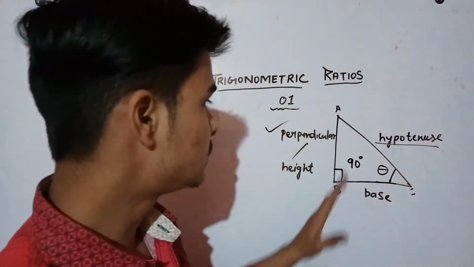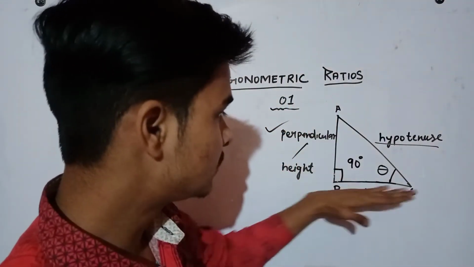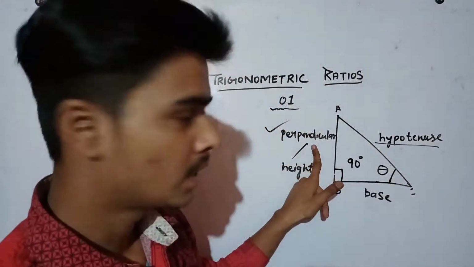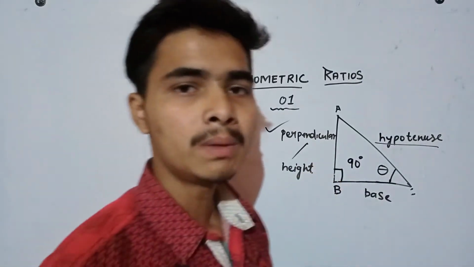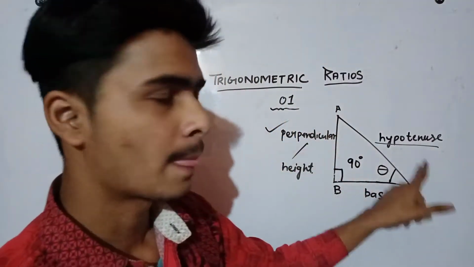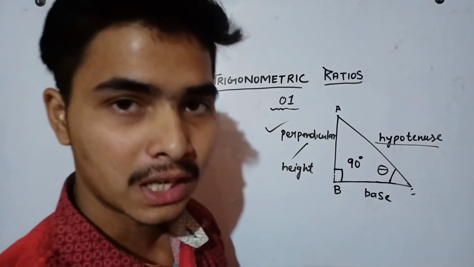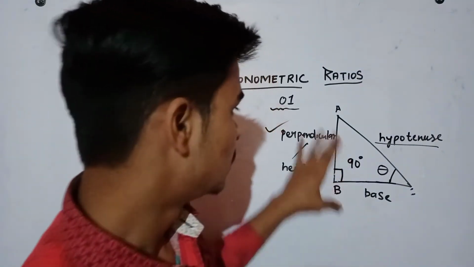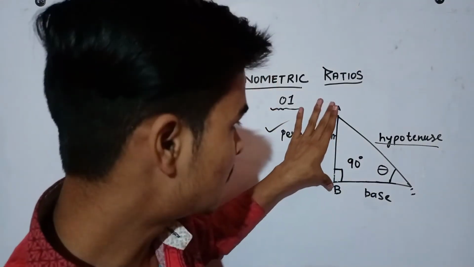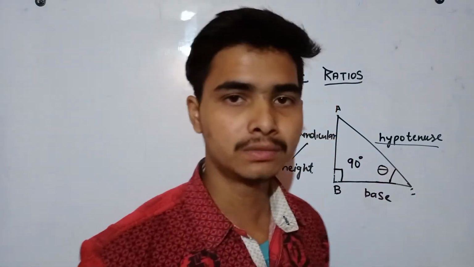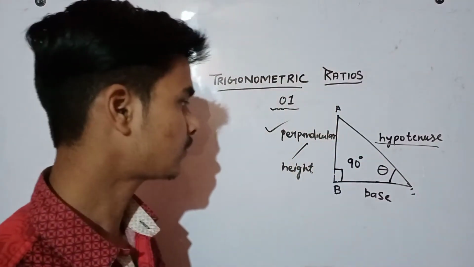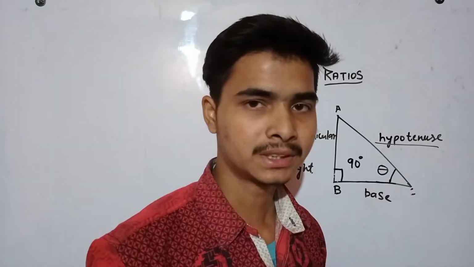Talking about perpendicular, a line which makes 90 degrees with the base is called a perpendicular, and it is also known as height. Why? Because it is the height of the triangle. You can clearly see, if I ask you what is the height of the triangle, you would obviously look at this and say this is the height of the triangle, and obviously this is the base.